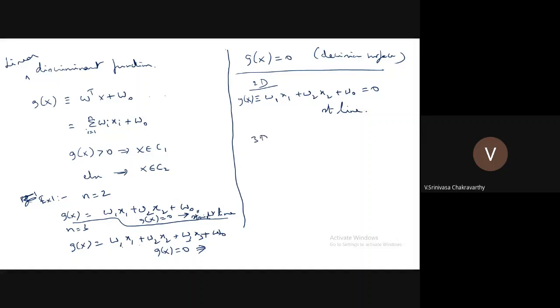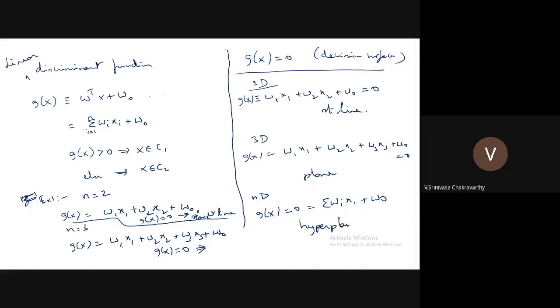Similarly in 3D, g of x is defined as w1 x1 plus w2 x2 plus w3 x3 plus w naught equal to 0. This is the decision surface. What does this represent? A plane. So in n-D, g of x equal to 0, you can expand it, equals sigma wi xi plus w naught. This is called a hyperplane, of dimension n minus 1.